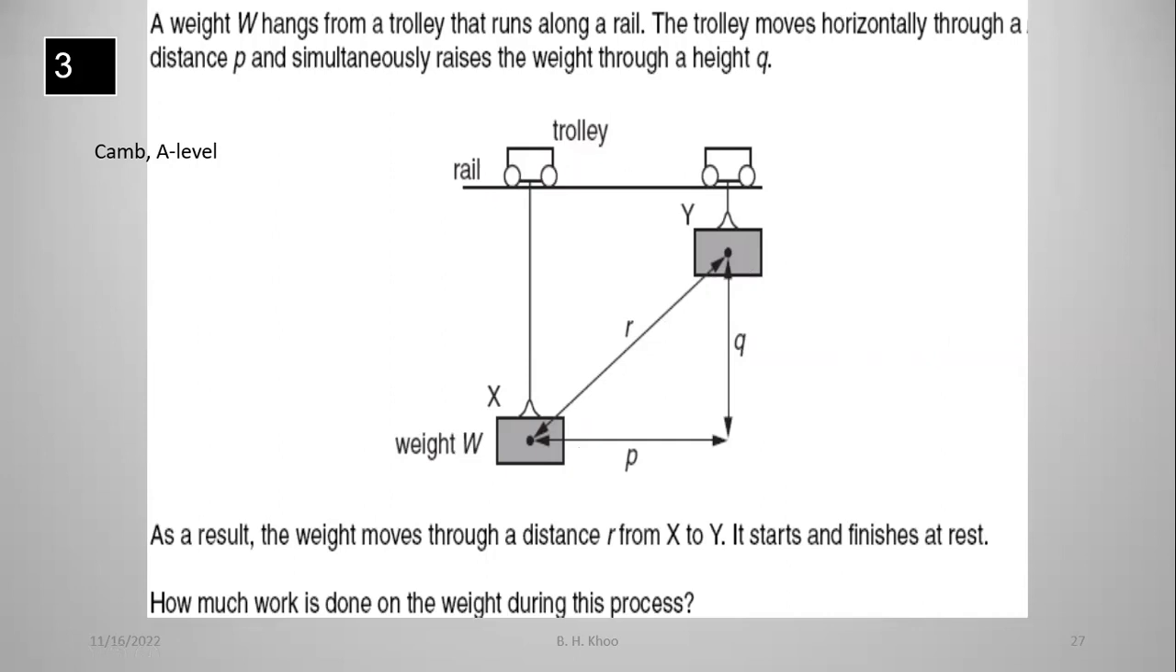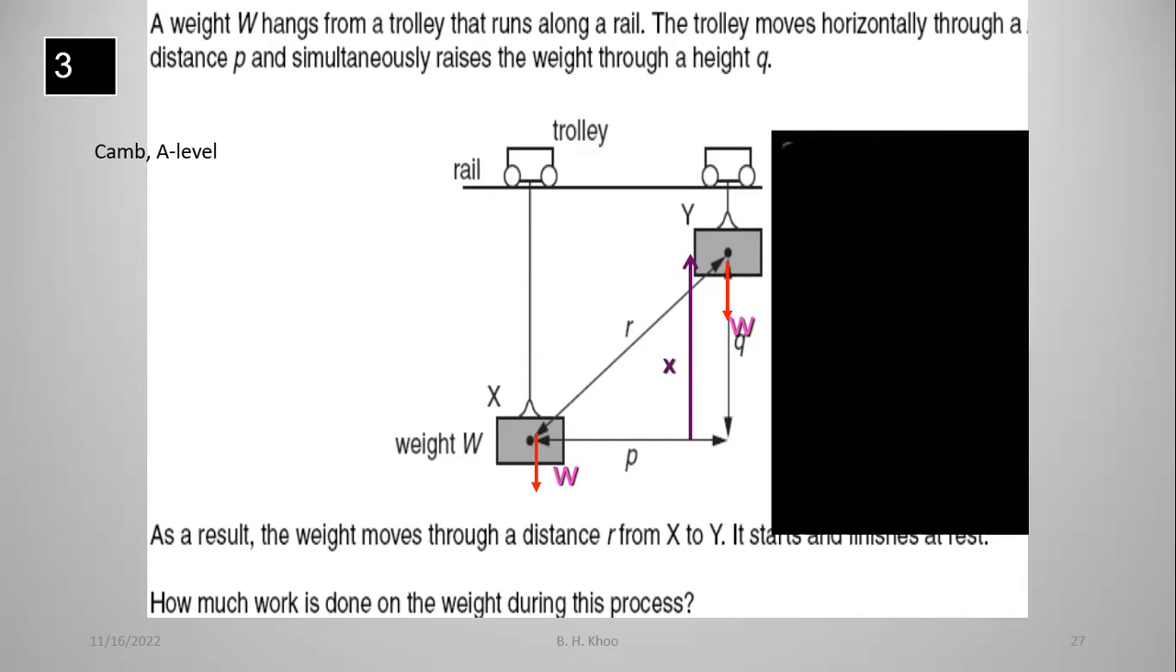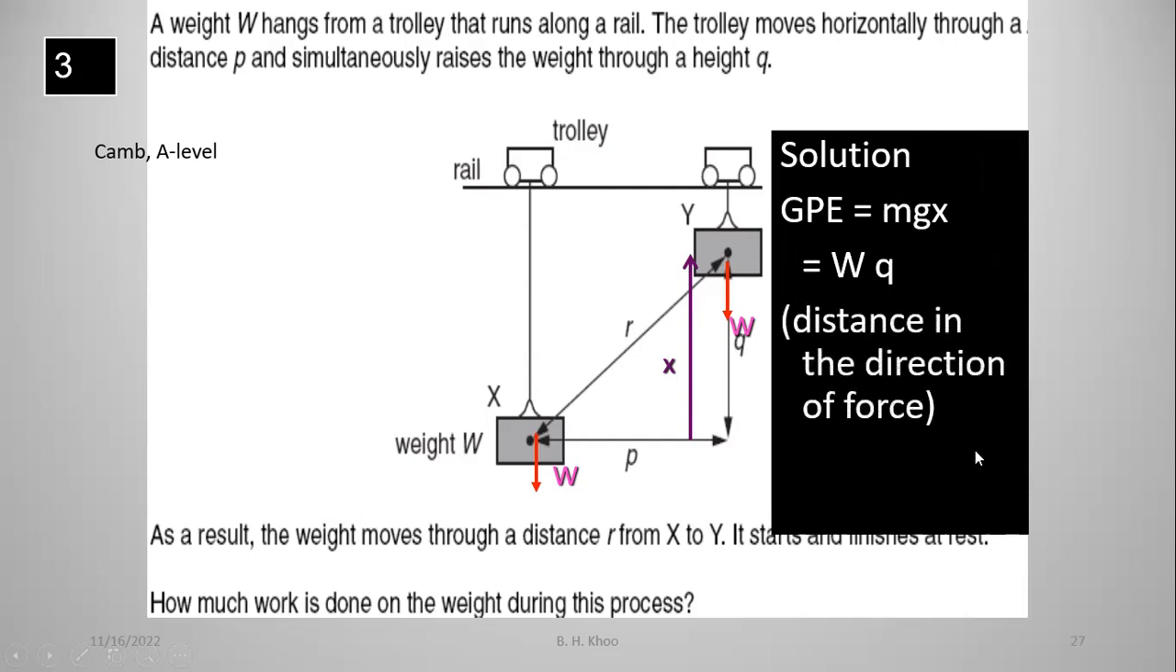How much work is done on the weight during this process? That's the weight. So the weight and the displacement might be in the same direction. That's the key definition of work done. So gravitational potential energy equals mgh, or your x in this case. X is your Q, so W times Q. Distance in the direction of the force. Not that distance, that one is perpendicular to the force, so no work done.